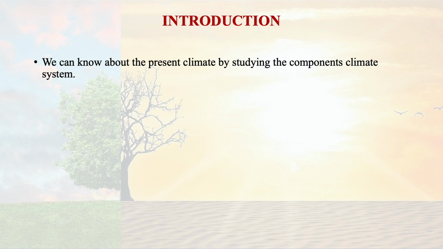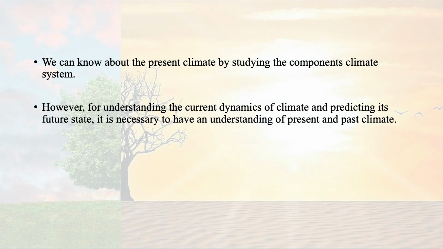We can understand the present day climate, or for that matter any climate system, by understanding the components of the climate system and the interactions taking place between the different components. But when you want to understand the past climate, we need to look for certain data, certain proxy parameters, in order to understand the past dynamics in the climate system and the past climate as such.